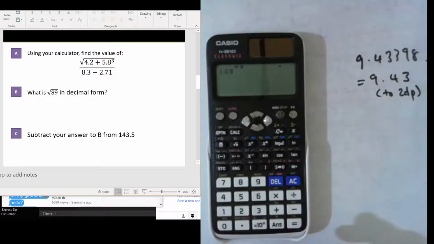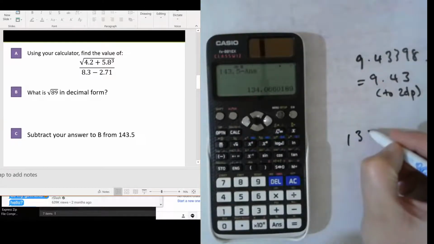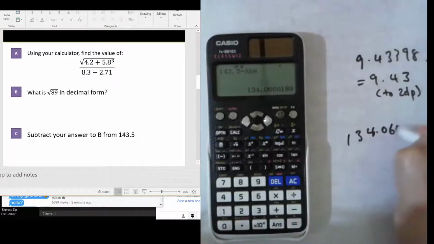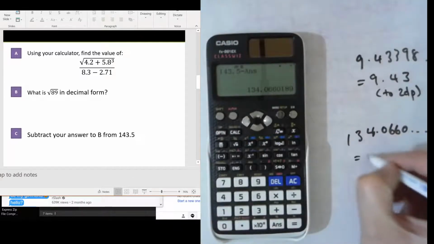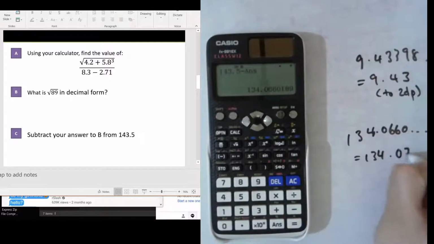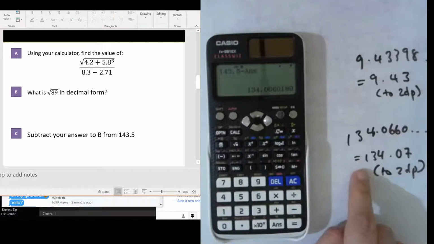So I would just put 143.5, take away the answer. And then it automatically gives me the next one. And then I'll do exactly the same as I did in part B, where I put 134.066, whatever. Okay, and then you've got 134.07 to 2 decimal places. Okay, so make sure you become friends with that answer button. Please do not use rounded values unless it specifically states you to do so. But approximation always happens at the end.